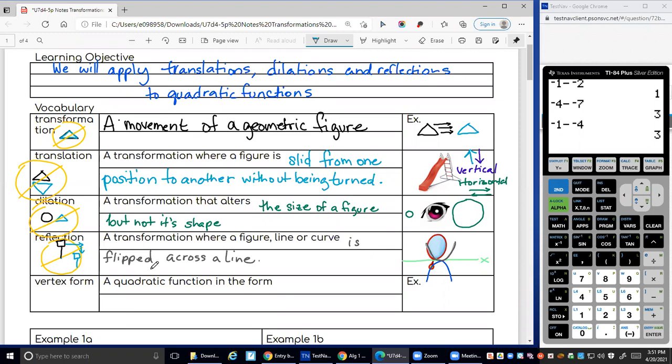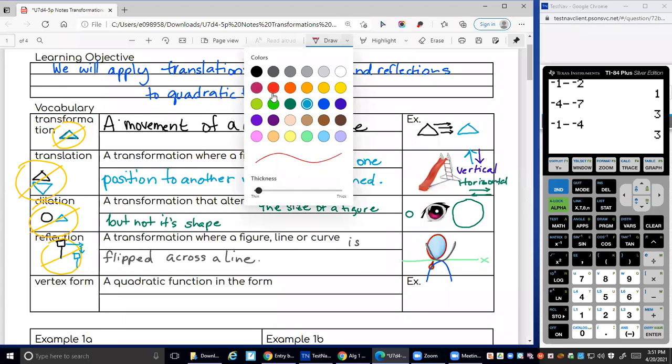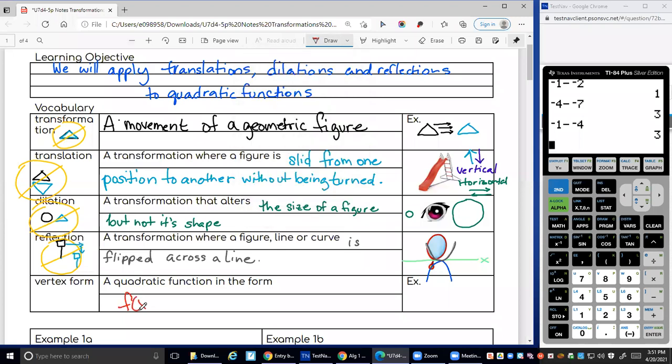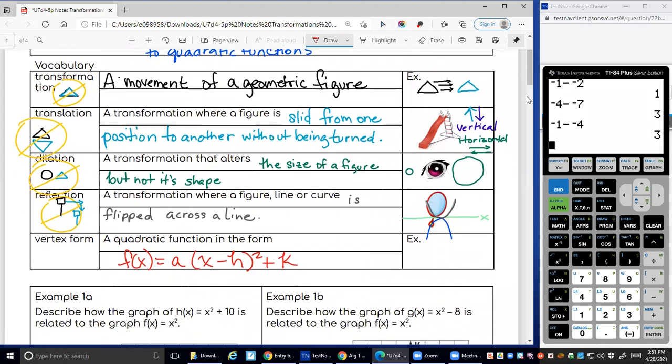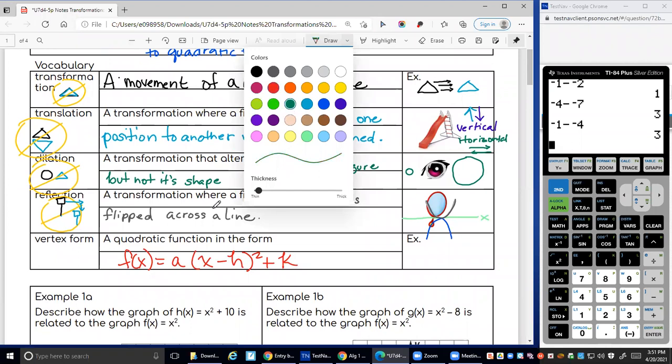Okay. And then finally, this one's super duper important, so I'll put it in red. Vertex form. This is a quadratic function in the form f(x), fancy way of saying y, equals a(x - h)^2 + k. Okay? Each one of these things is going to mean something. So the very first thing I want to look at is a.